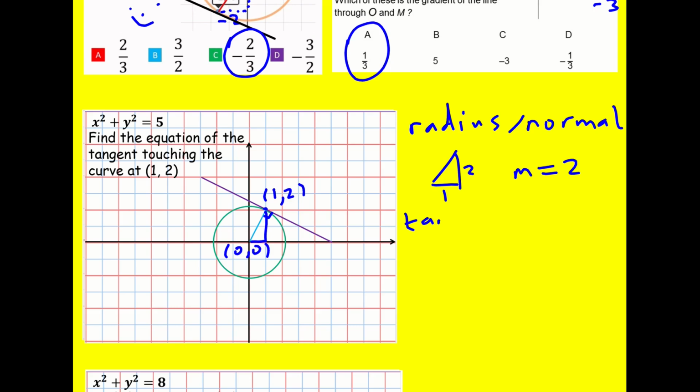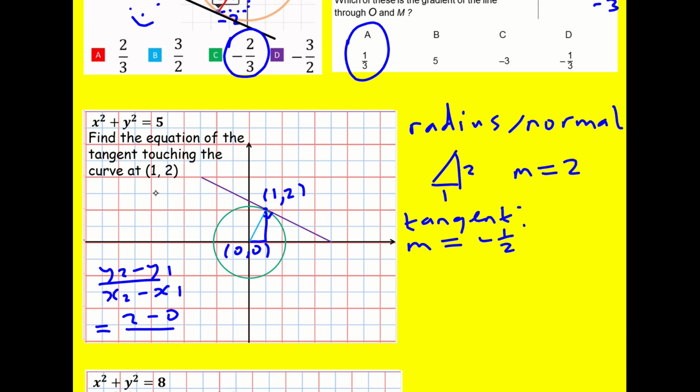That means the tangent, m, is going to equal minus 1/2, the negative reciprocal. And by the way, if I didn't have this diagram, I could still do this question, because I would just do y2 minus y1 over x2 minus x1. Don't expect to always have a diagram. So I'll pick this as y2, it's going to be 2 minus 0. Then this is going to be x2, so it's going to be 1 minus 0. I still get the same thing, 2, for the normal.